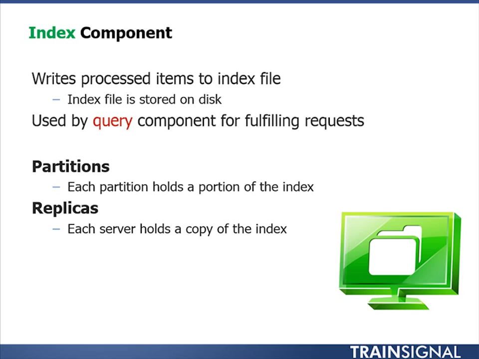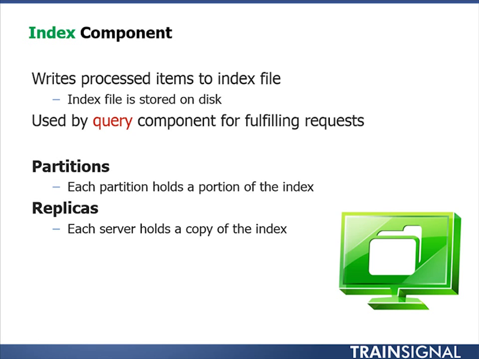Now, with our index component, we have the ability to create partitions and replicas. Partitions simply allow us to take our index and divide that up across multiple locations, and that can help improve performance. Basically, one partition is going to be responsible for one portion of the index file, another partition is going to be responsible for another portion. So when I execute a query, my query will be spread across both partitions, and that will help improve the performance of my query.